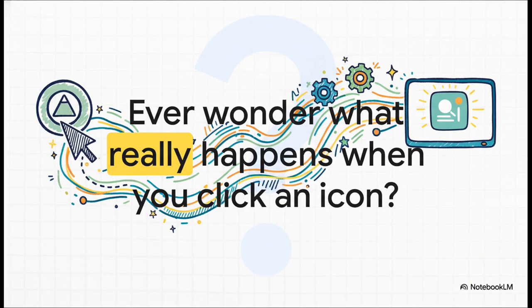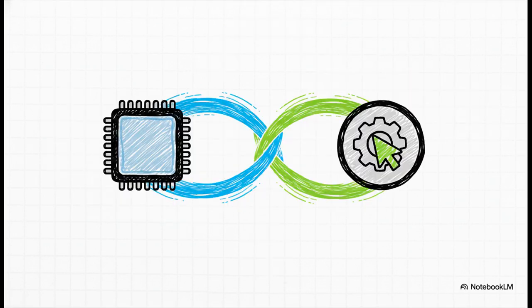I mean, really, think about it. It feels totally instant. You click, something happens. And because it's so seamless, we just assume it's, well, kind of like magic. But what's actually going on in that blink of an eye? How does that signal get from your finger all the way to the pixels lighting up on your screen? Well, it's definitely not magic. It's something way more interesting.